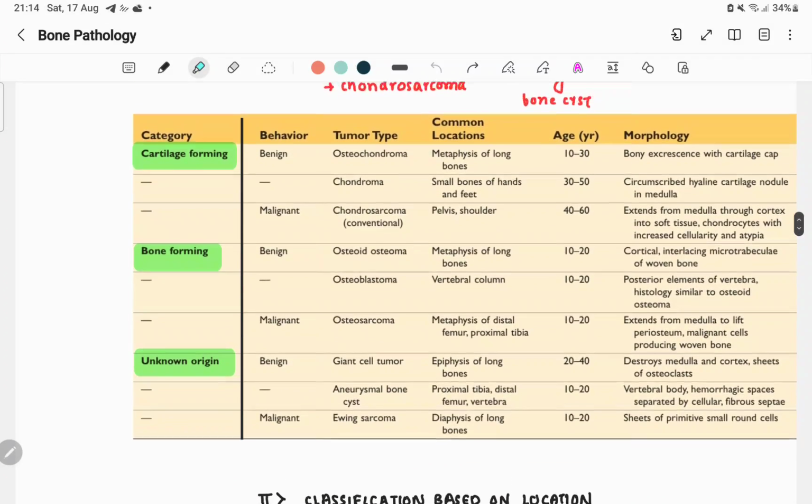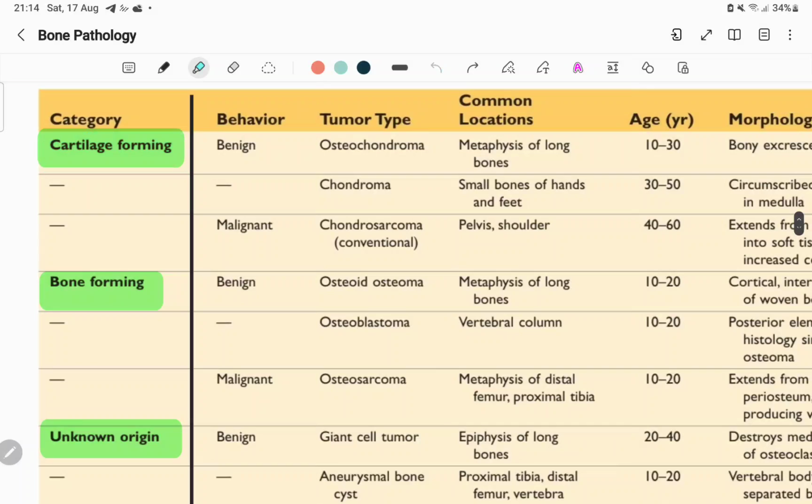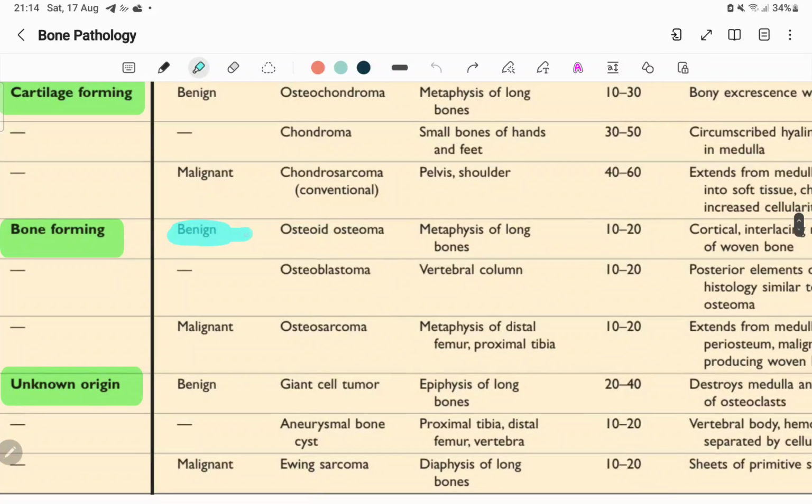So the classification. Okay, look at this. Let's start with bone forming tumors first. Bone forming tumors can be benign or malignant. Benign tumors are two in number: osteoid osteoma and osteoblastoma. The malignant one is osteosarcoma. Osteoblastoma affects the vertebral column more, but osteoid osteoma and osteosarcoma affect the metaphysis of long bones, like the femur.